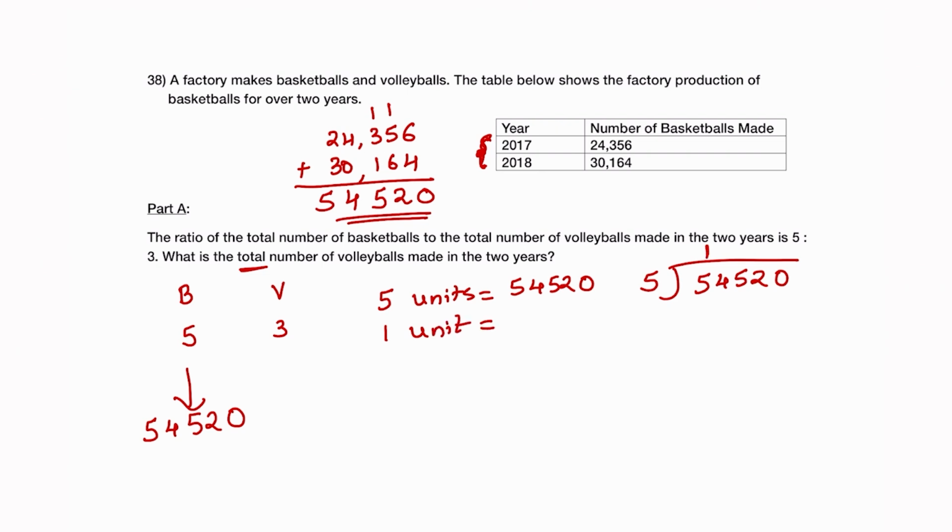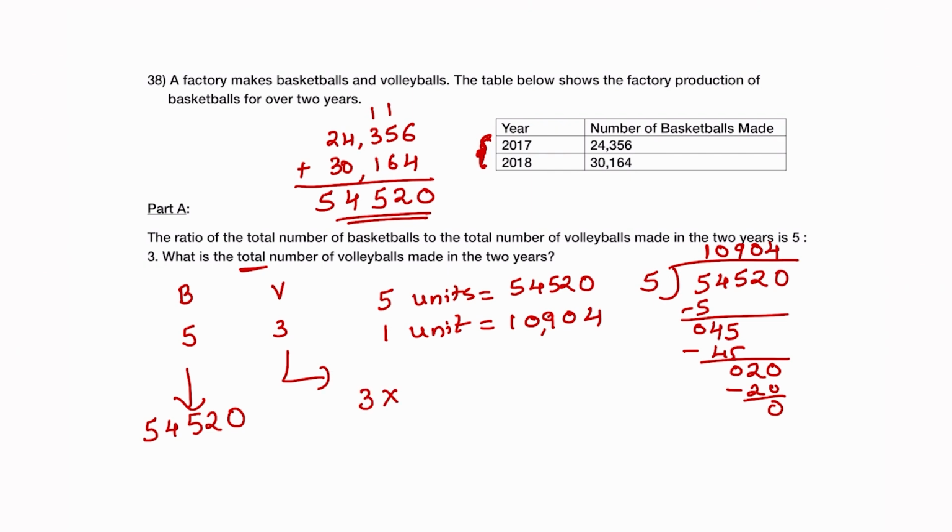So 5 goes once there, that's 5, that's 0, 4, it doesn't. We take 5 down, that's times 9, that's 45, that's 0, 2, no. We take the 0 down, that's 4, and done. So 1 unit is 10,904. So how many will 3 units be?